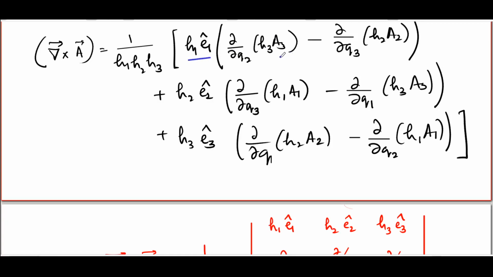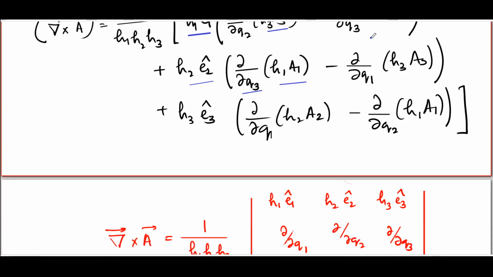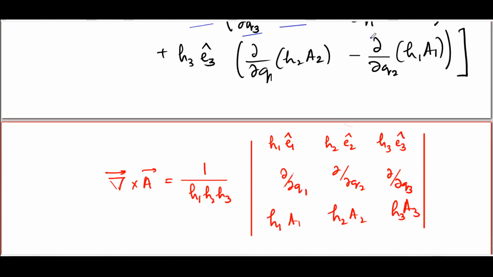You get H1 E1, then you have del Q2 H3 E3. Here you have H2 E2, del Q3 H1 E1. Here you have similar terms with minus signs. This should remind you of a determinant, and in fact it is. You can easily convince yourselves that this is exactly the same as what you would get when you were to write this down. H1 E1, H2 E2, H3 E3 in the first row. Then you will put the derivatives del Q1, del Q2, del Q3 in the second row. Third row, again you will put in H1 A1, H2 A2, H3 A3.